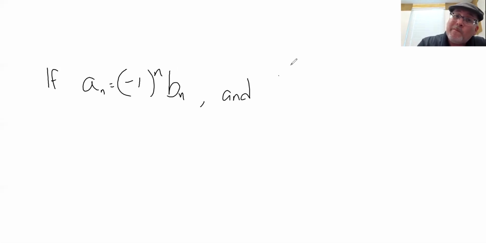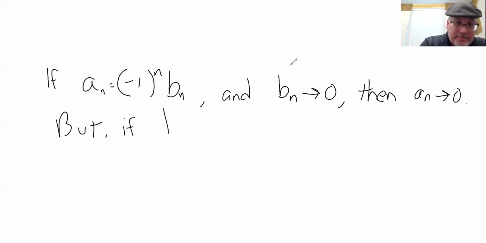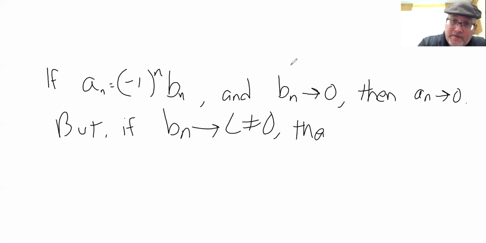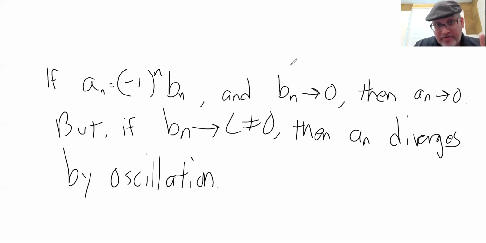And if b_n approaches 0, then a_n approaches 0. But if b_n, basically the sequence without the alternator, approaches a limit that is not equal to 0, then the original sequence diverges by oscillation. But only if it has an alternator.